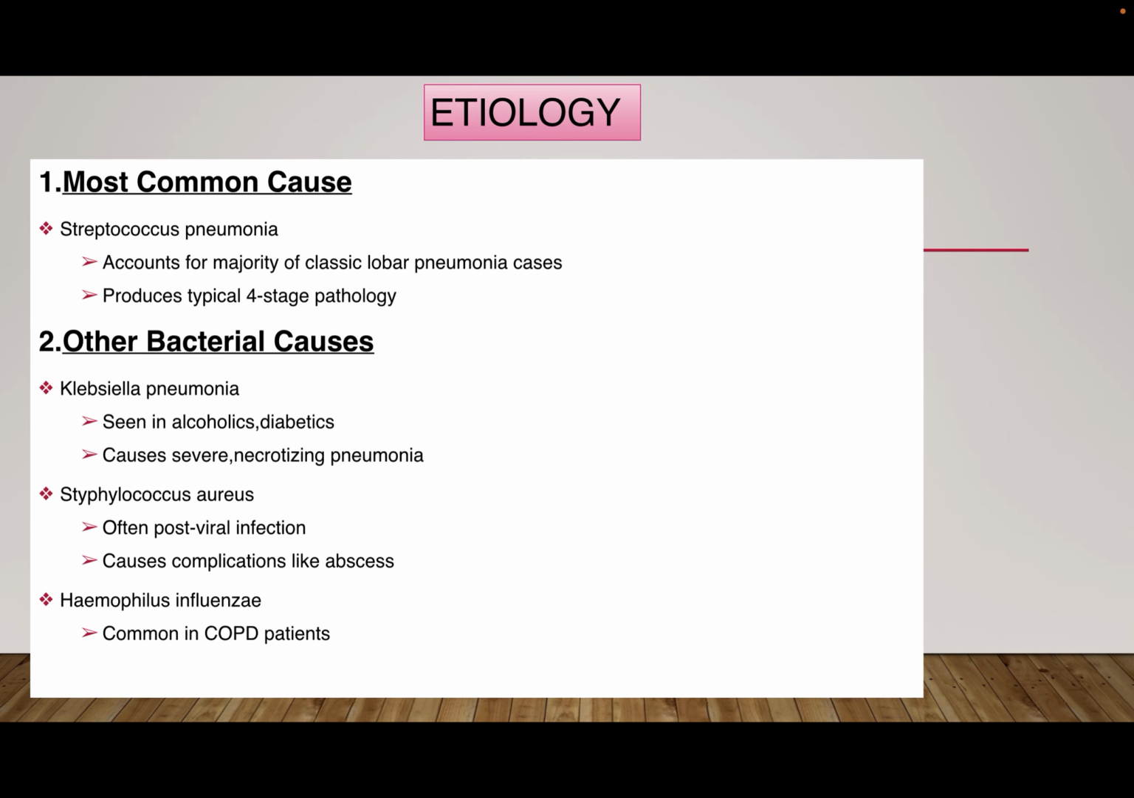Now, we are going to discuss the etiology of lobar pneumonia. The most common cause of lobar pneumonia is Streptococcus pneumoniae. Streptococcus pneumoniae accounts for the majority of classic lobar pneumonia cases, and it also produces the typical four-stage pathology.